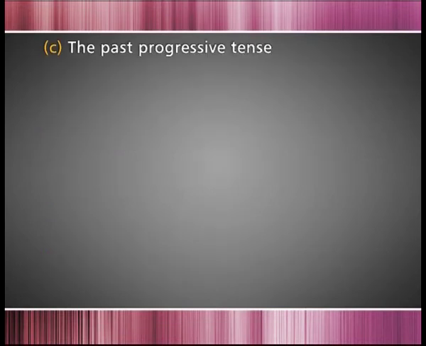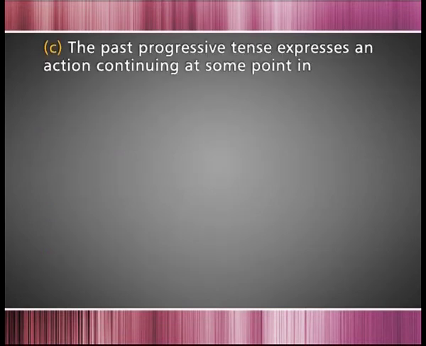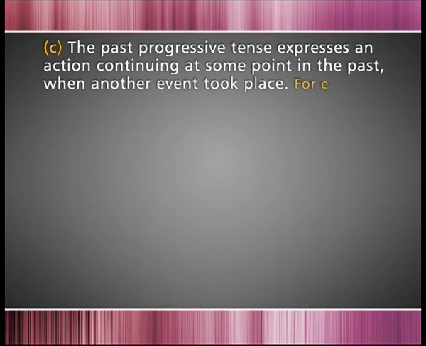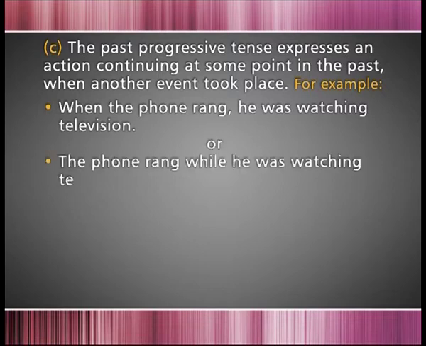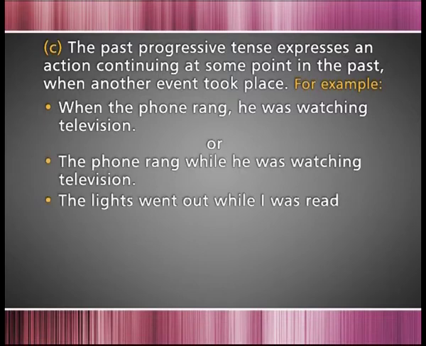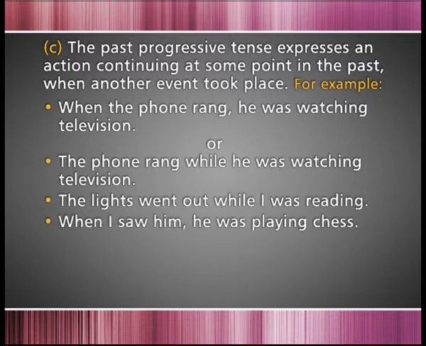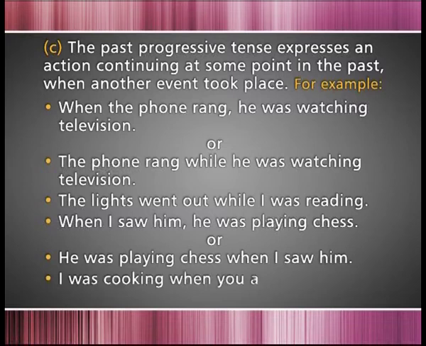C. The past progressive tense expresses an action continuing at some point in the past when another event took place. For example, when the phone rang, he was watching television. Or, the phone rang while he was watching television. The lights went out while I was reading. When I saw him, he was playing chess. Or, he was playing chess when I saw him. I was cooking when you arrived.